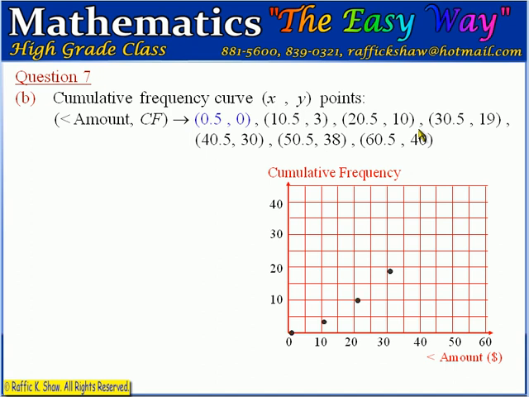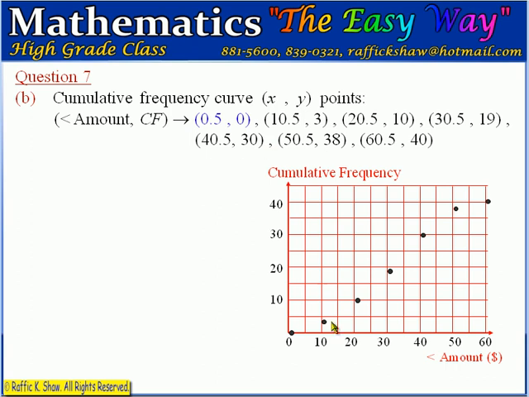So let's show those points. This first point is for 0.5, 0, that's this point here. Then it's 10.5, 3, a cumulative frequency of 3. Then 20.5, 10, that's this point here. 30.5, 19, a cumulative frequency of 19.